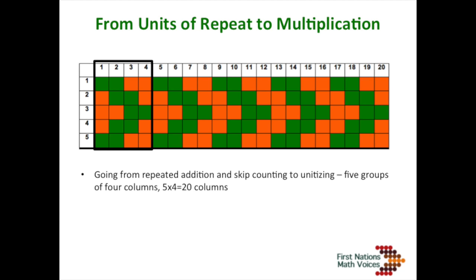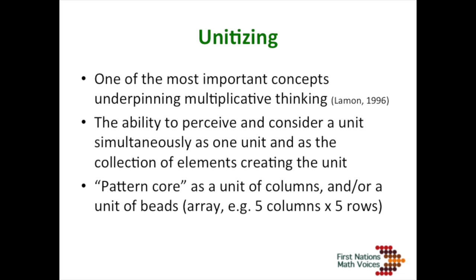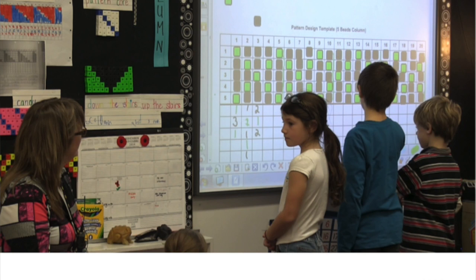So, one of the most important concepts underpinning multiplicative thinking is the idea of unitizing. Unitizing is the ability to perceive and consider a unit simultaneously as one unit and as the number of elements that make up the unit. So in this case, the pattern core was considered as either a unit of columns or a unit of beads. So 5 columns or 25 beads.